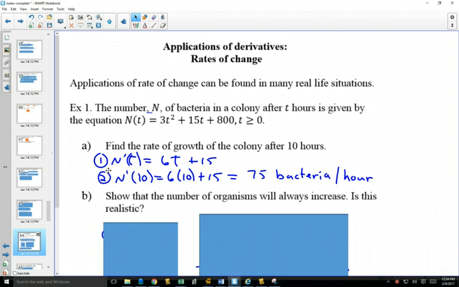Because what we're doing is basically, if in this equation n is your number of bacteria, t is your time, your derivative is dn/dt. That is your change of bacteria over your change of time. And so by finding the derivative and plugging in 10, we're finding out that after 10 hours, it's increasing at 75 bacteria per hour. That's the instantaneous rate of change at that moment.